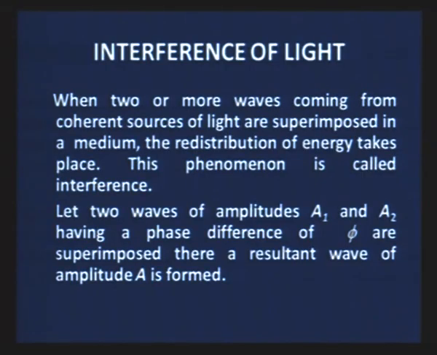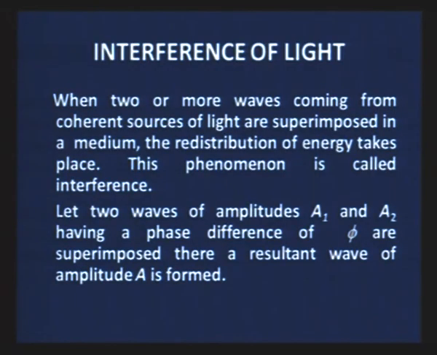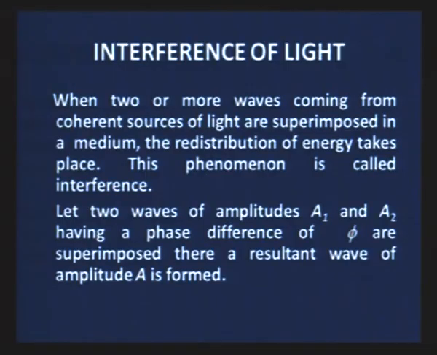Now, we can take one more property of wave, that is interference of light. You must know that there is a very interesting line, light added to light makes dark. So, this complicated phenomenon in life can be explained on the basis of interference of light. When two or more waves coming from coherent sources of light superimpose in a medium, the redistribution of energy takes place, and this phenomenon is called interference.